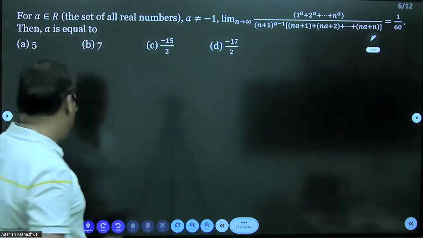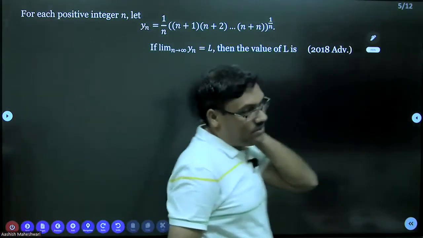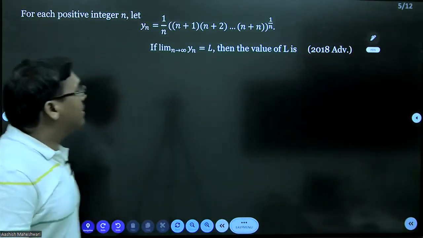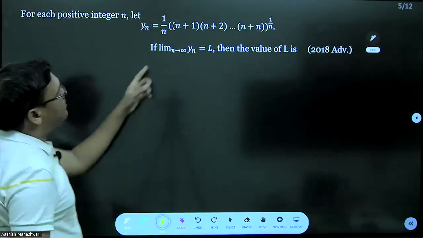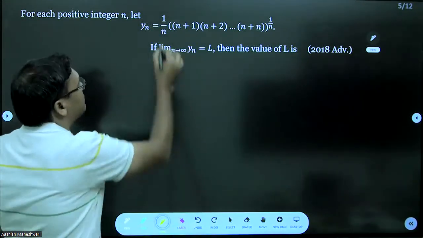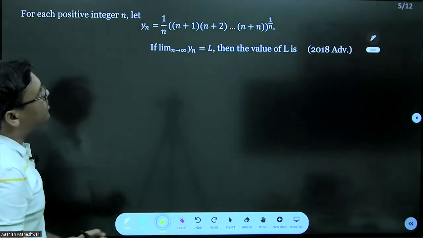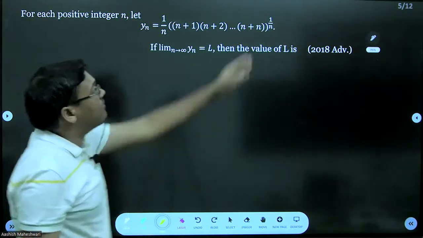Now let's take this one. This was asked in JEE Advanced, and in fact, a variation of this has been asked in JEE Mains also. See again, here you will have to visualize a little bit. You have to find limit n tends to infinity. Basically, you have to find the value of L. If you just observe here, we have the terms in product, power 1 by n.